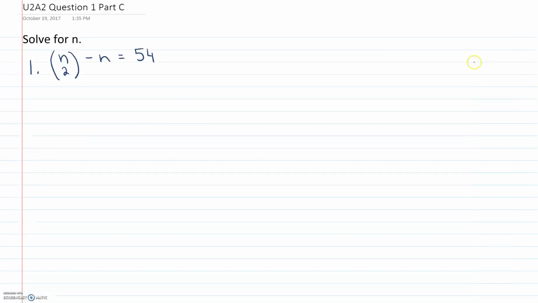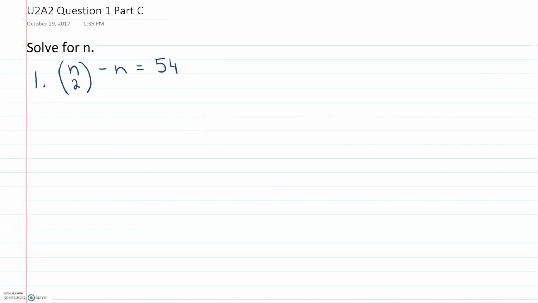Okay, so this question here comes from Unit 2, Activity 2, and it's question 1 of Part C. I already posted question 2 of Part C, but here's question 1. So to solve for n, when you have brackets like this, it means that it's combinations.